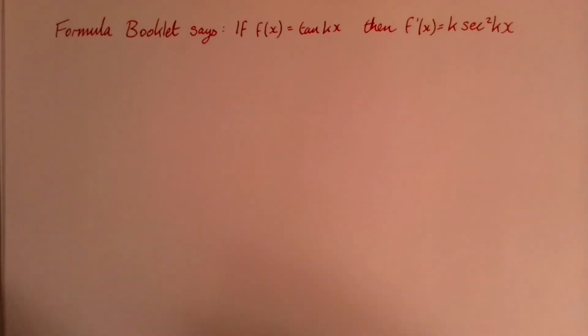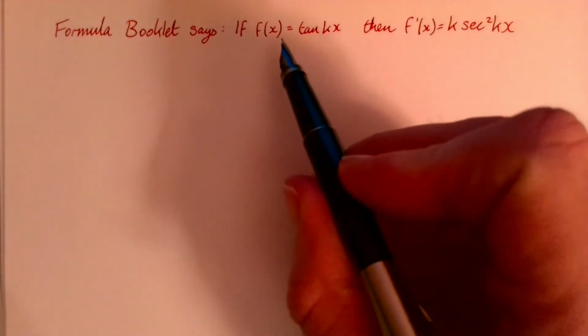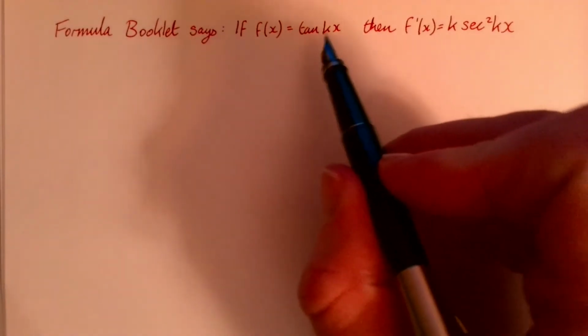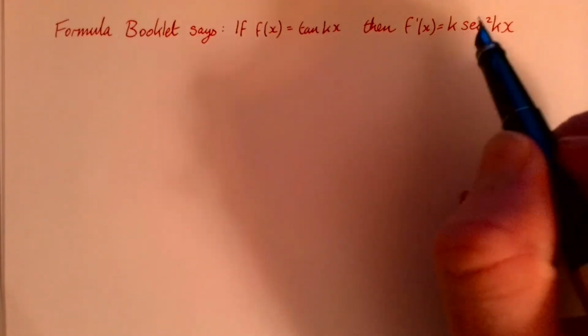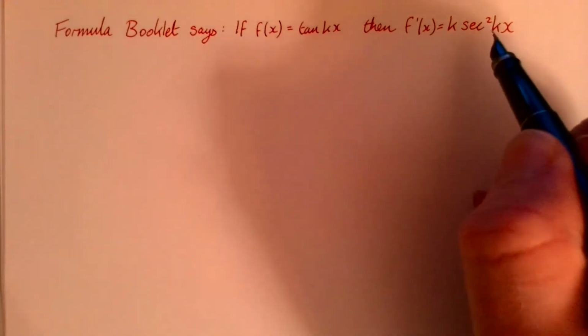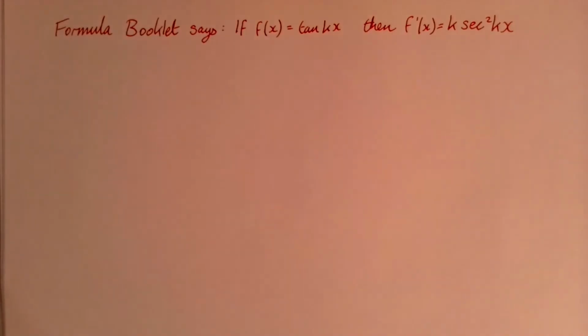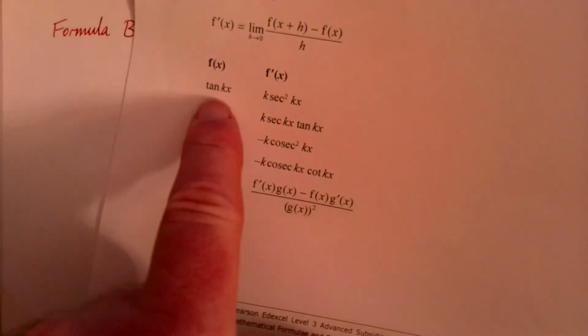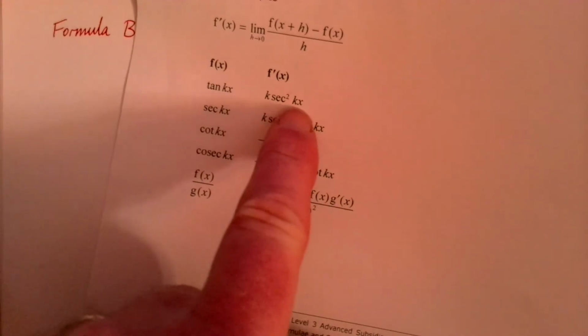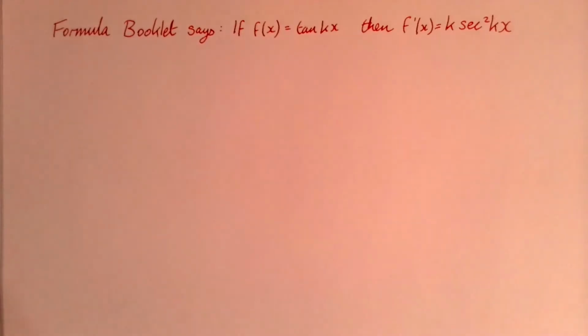So leading on from that, the formula booklet says something that looks very much like this. If f of x equals tan kx, then the differential of that will be k sec squared kx. It doesn't look exactly like that in the book. What it looks like is this here. So just be aware of that.